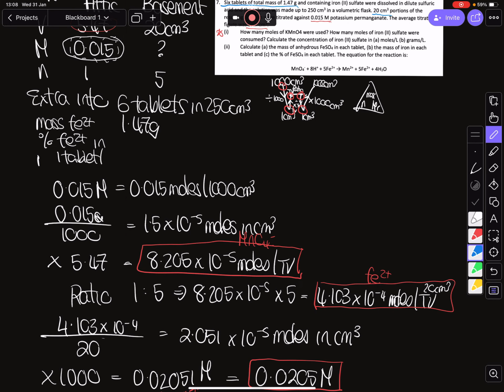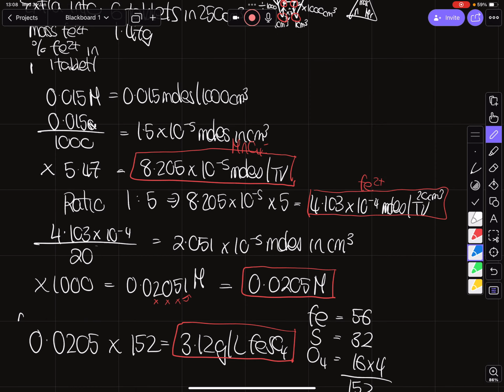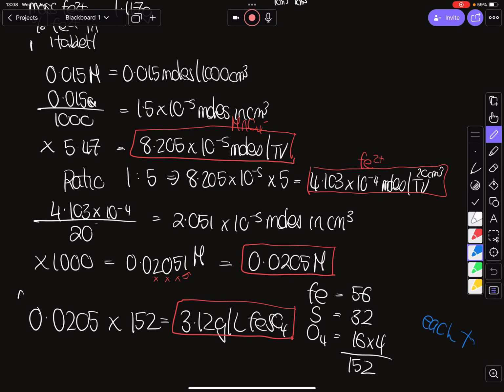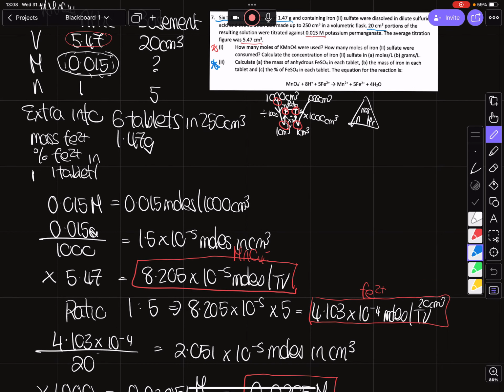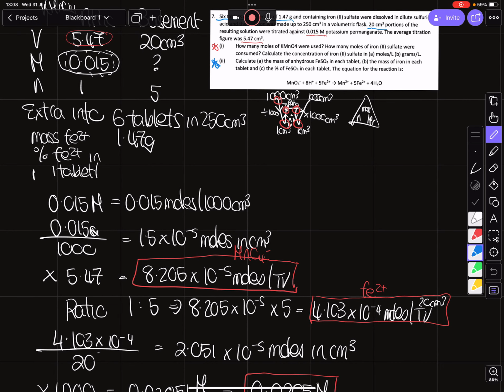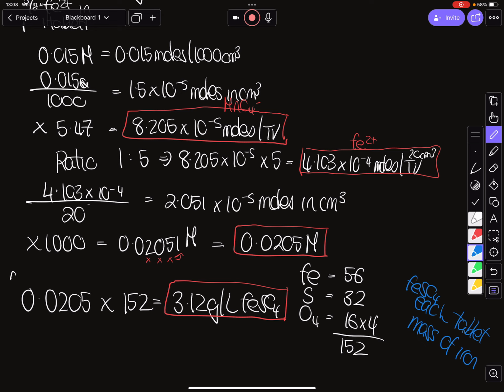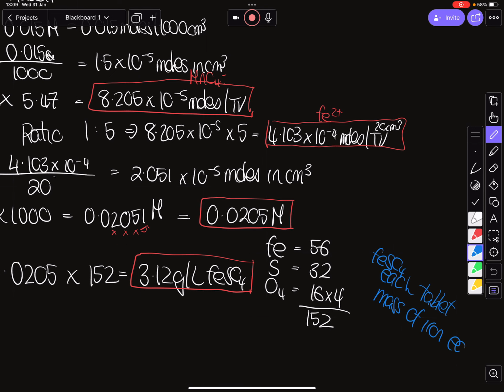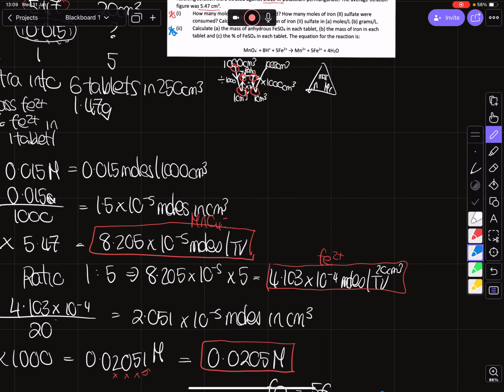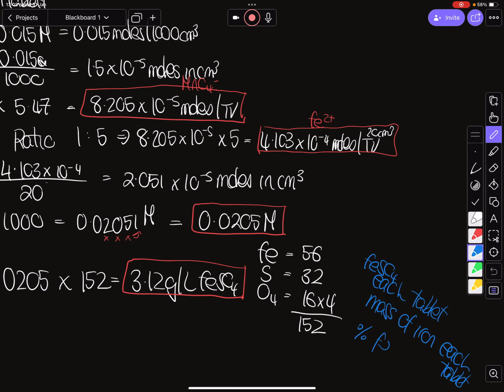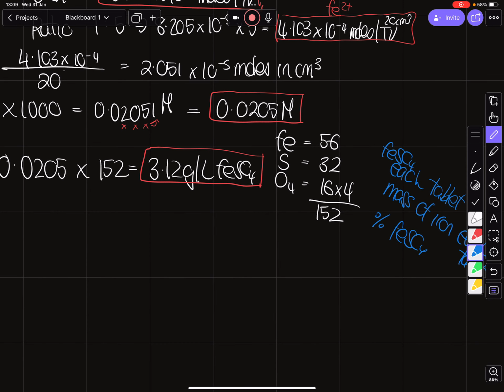So we now look at part 2 up here. Calculate the mass of anhydrous iron sulfate in each tablet. So I'm just going to make a note for myself. We want to calculate the mass of FeSO4 in each tablet. We want the mass of iron in each tablet. And we also want the percentage of FeSO4 in each tablet. So this is our kick now at the end.